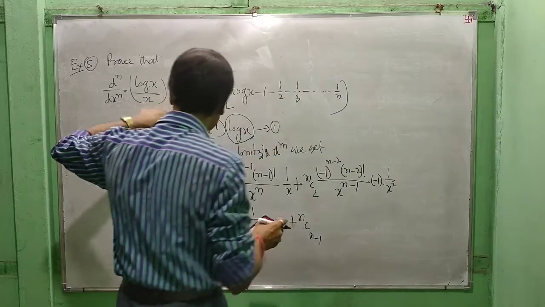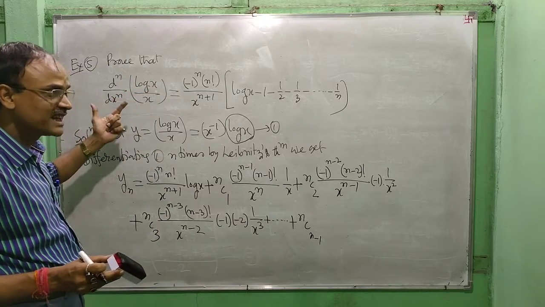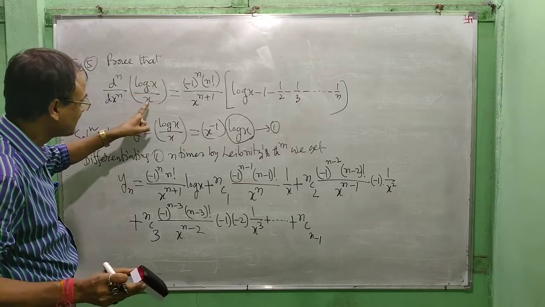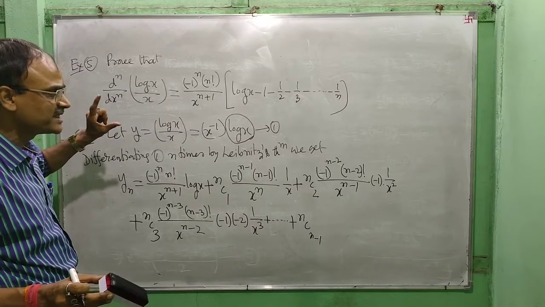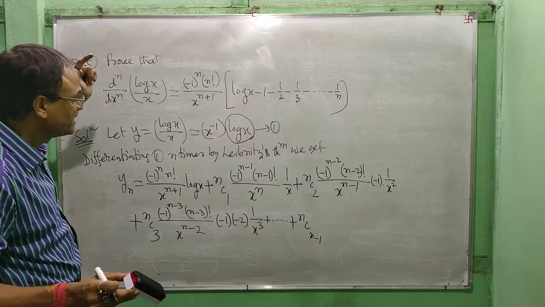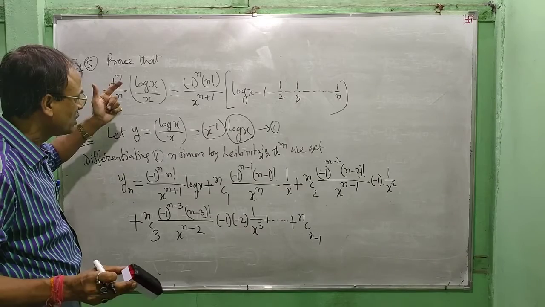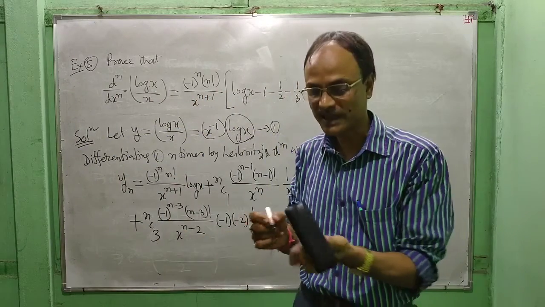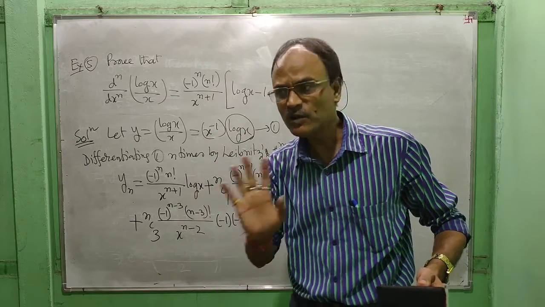We are to differentiate log x n times. And 1 by x, we will not differentiate it. In the last term, we are to multiply the nth differentiation of log x by 1 by x.